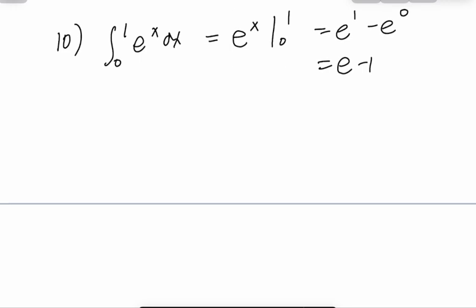So the antiderivative of e to the x is e to the x. So you just get to rewrite it and stick the upper bound in and the lower bound in. Anything to the 0 power is 1. That's why we got a 1 there. E to the first is just e. You don't have to write the 1. You could write the 1.